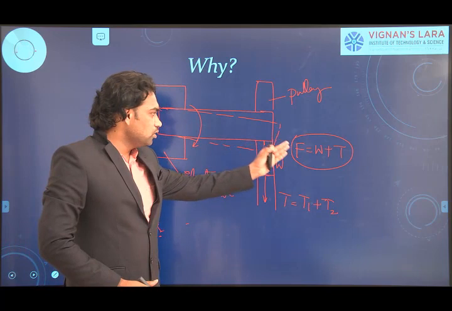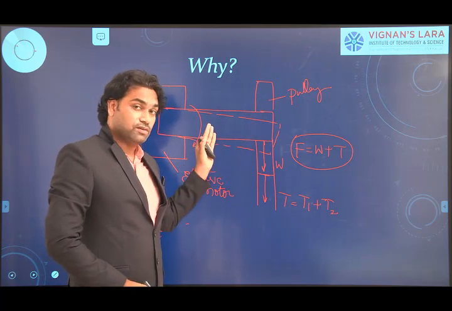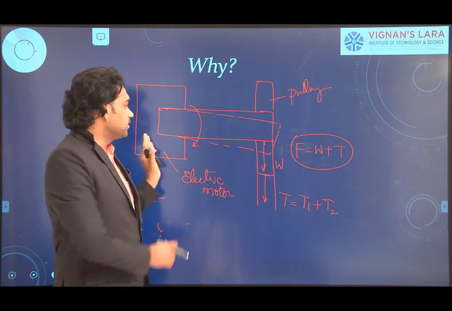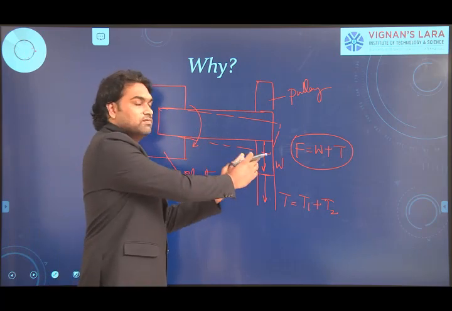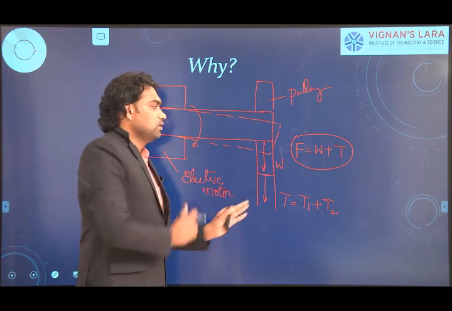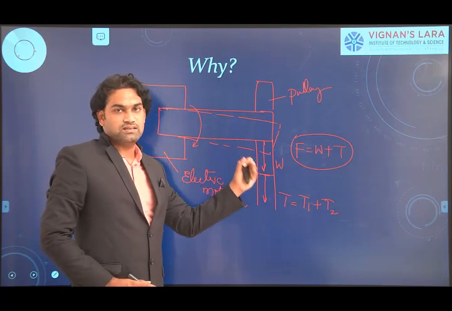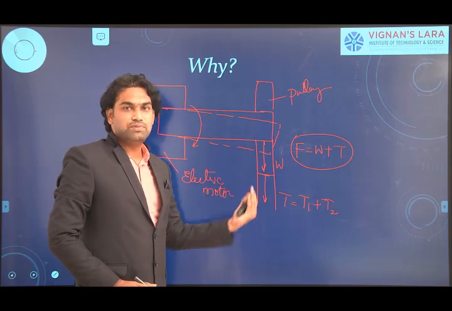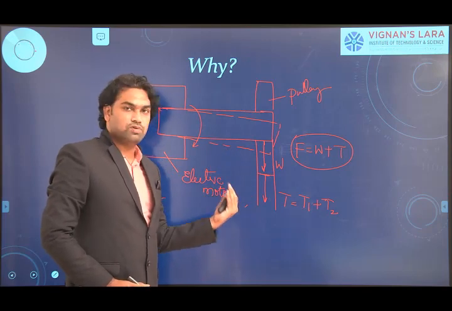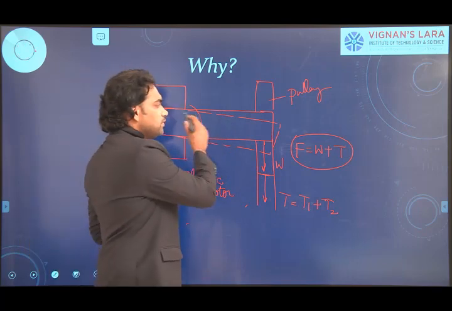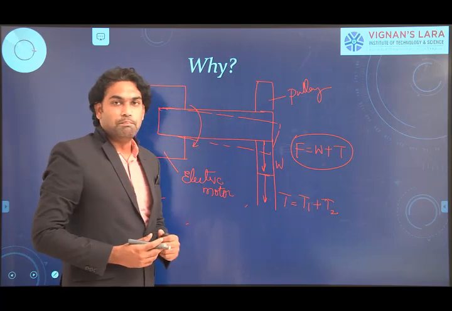Due to the load F, if you observe clearly, one end of the shaft is a fixed end, fixed at the electric motor, and the free end of the shaft is acted on by the load. That means the shaft here is acting as a cantilever beam. One end is fixed and it is loaded at the free end. Due to the loading, the shaft may tend to bend.